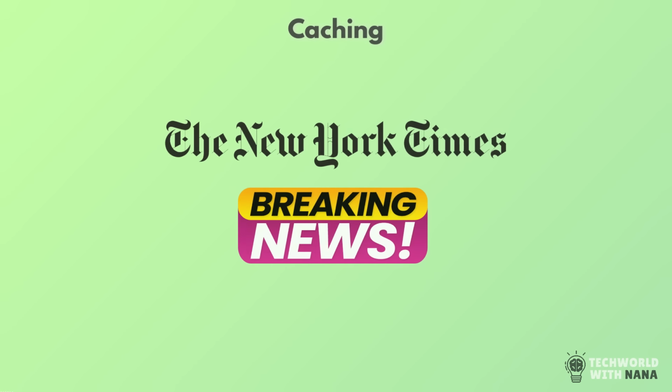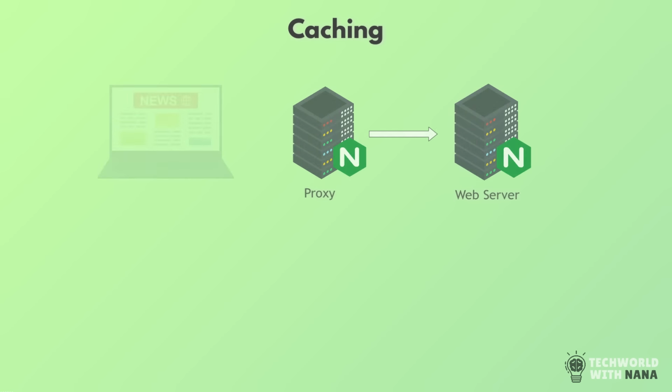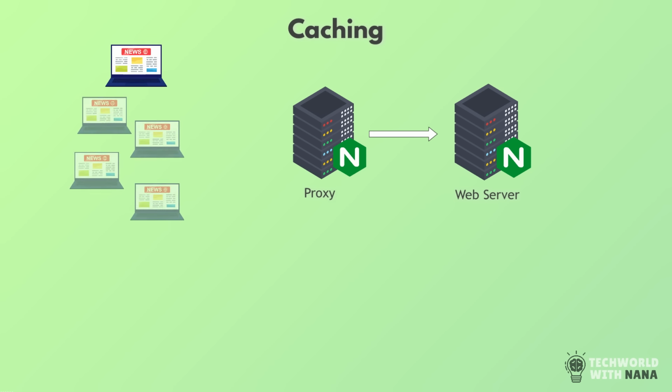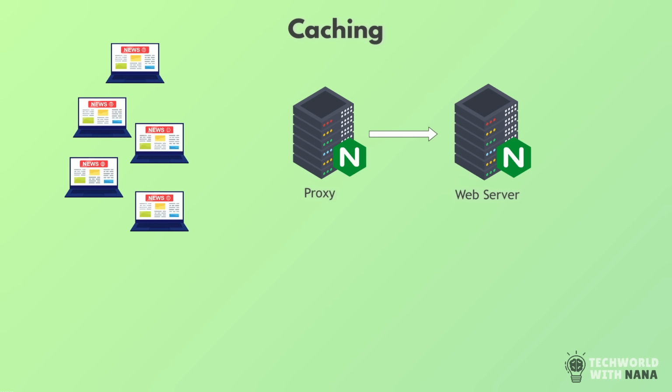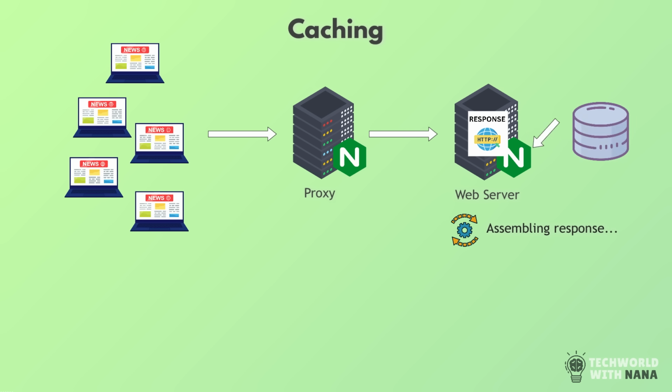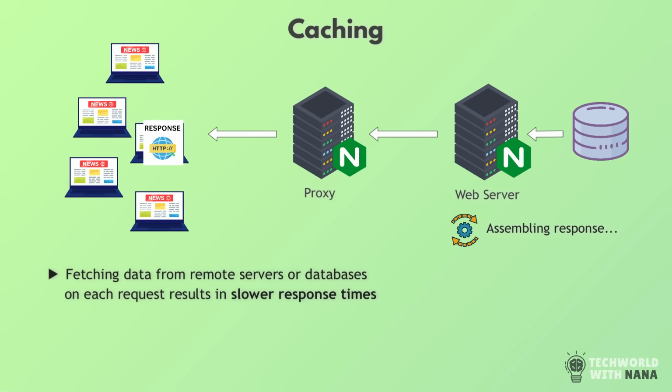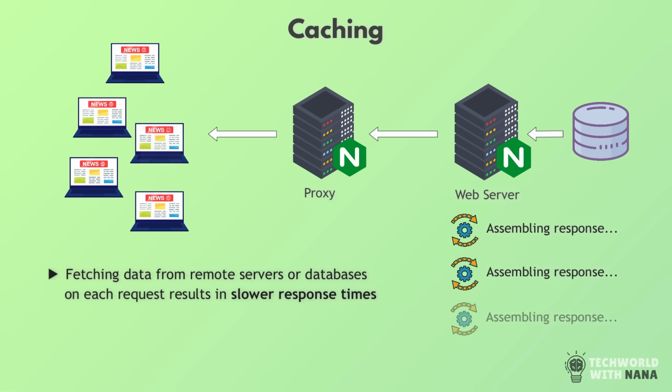Imagine a New York Times article comes out and millions of people open it on their laptops in the browser. Now imagine every time the request landed with one of the web servers that assembled the response, like put the images together, get them from a database, put text and paragraphs and everything together, edit all the links, sent it back as a response. And this happened a million times.